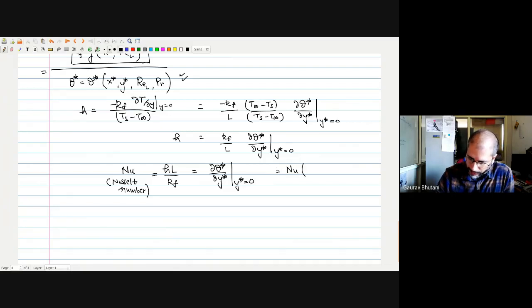the Nusselt number is a function of, since Nusselt number is nothing but del theta star by del y star at y star equal to 0, so it depends on x star. It does not depend on y star because this gradient is defined at y star equal to 0. And then of course it depends on the Reynolds number Re_L, that is the Reynolds number defined for the length of the plate, and the Prandtl number for the fluid. So this Nusselt number is a function of these three parameters.